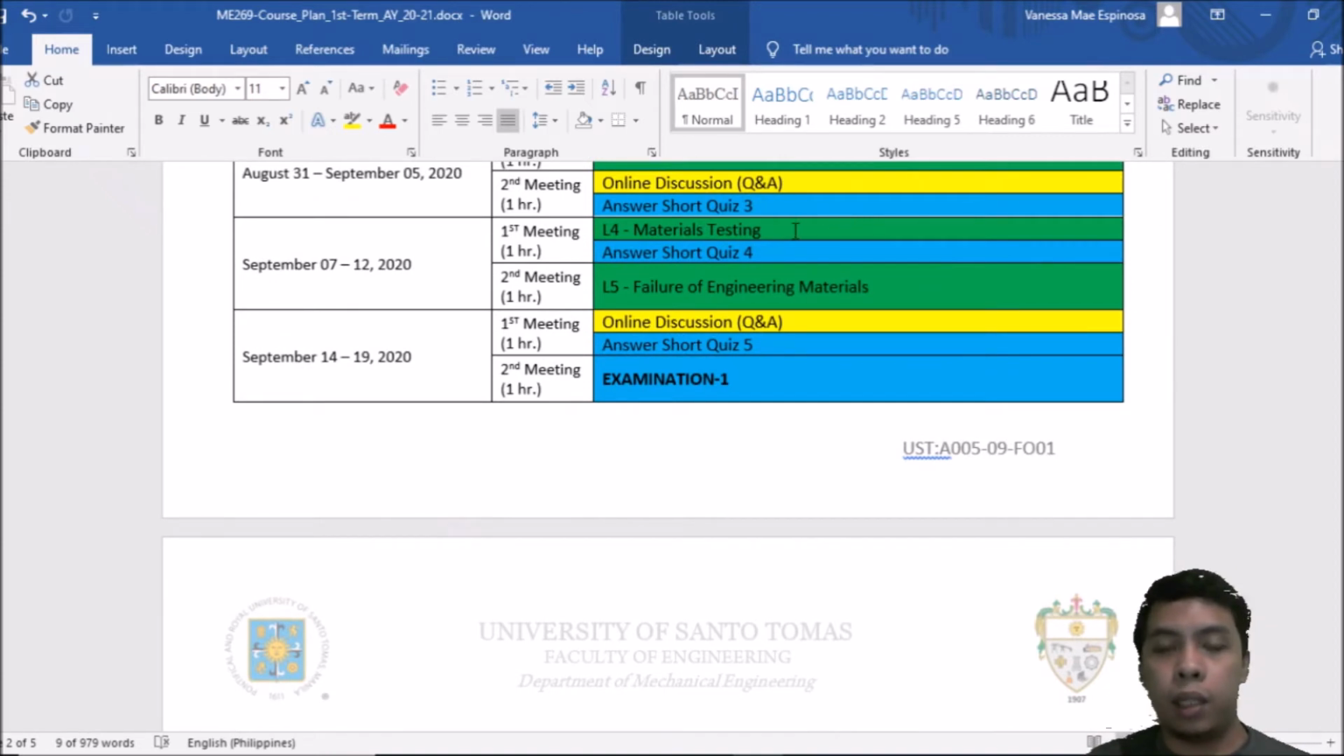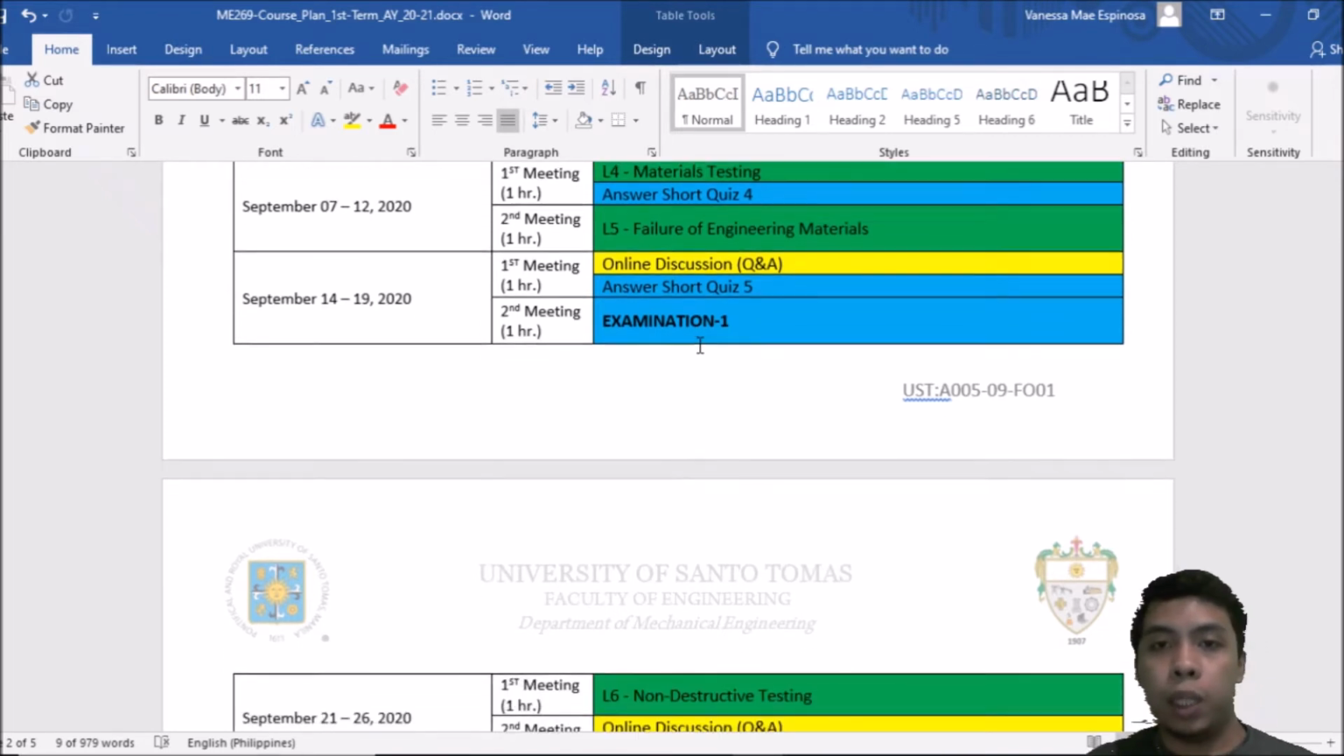Sa material testing, ang lesson natin dito is overview. But the main parts or the main discussion nito will be focused dun sa laboratory part. Kasi kagaya ng nabanggit ko kanina, the experimentation part of this course will be discussed on your laboratory. So included dun yung material testing natin.